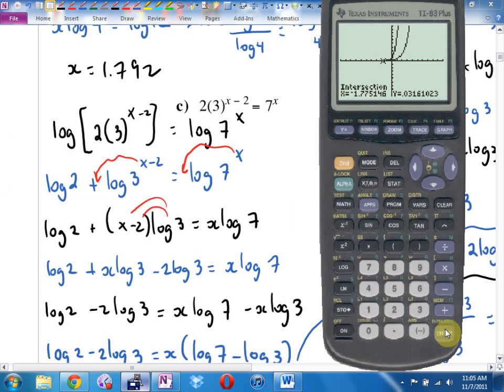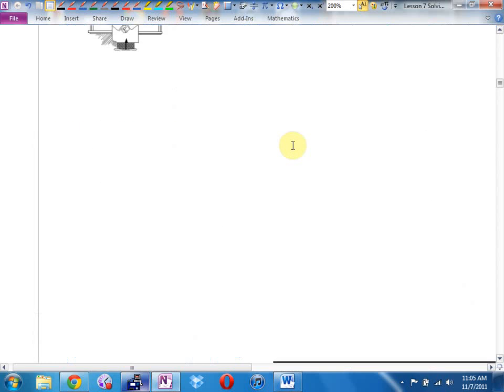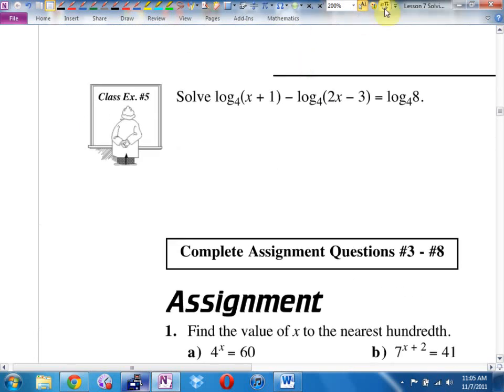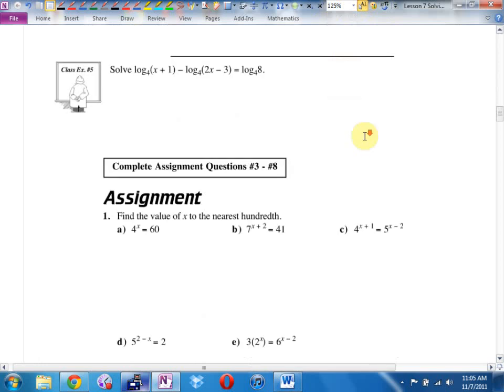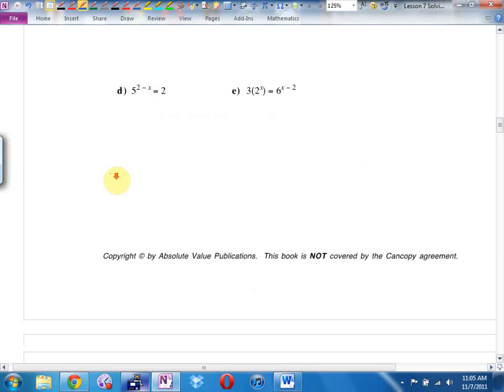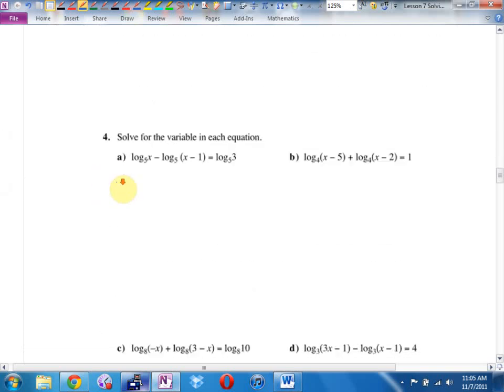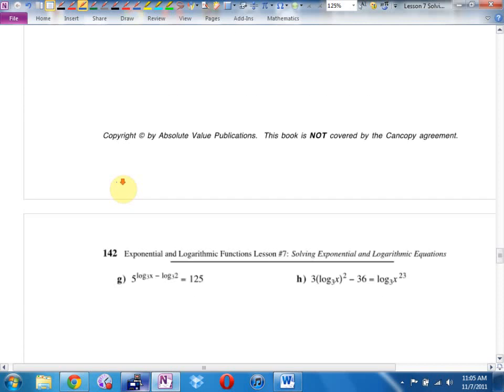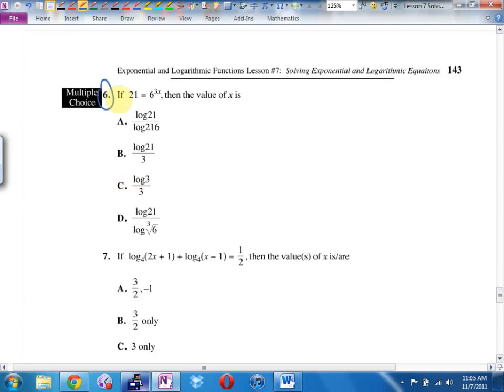What's your homework? Two things. Take-home quiz. And question number one, all. Question number two, all. And question number six. Your homework is 1, 2, 6. 1, 2, and 6. Sorry? I already said that. I said your homework is, first of all, a take-home quiz, and then question 1, question 2, and question 6.